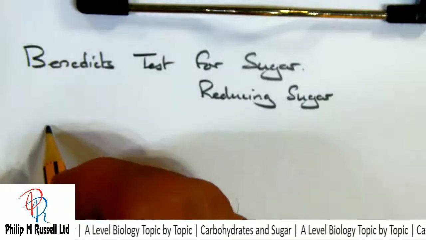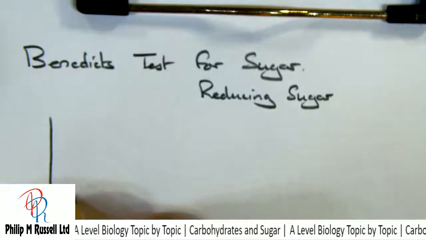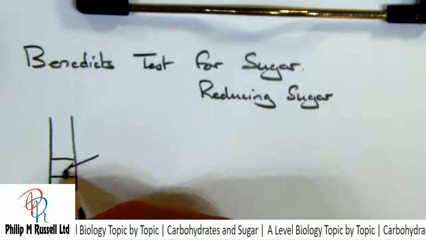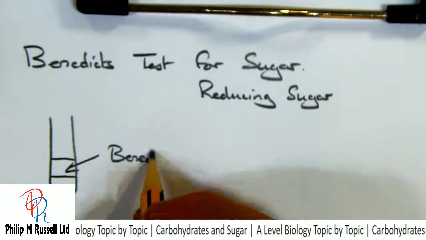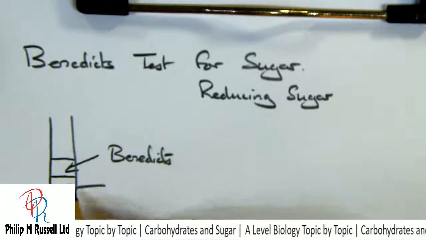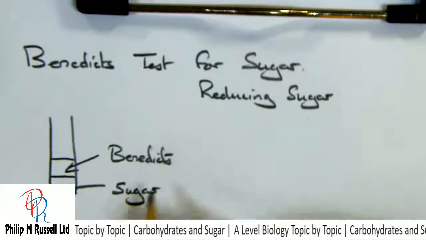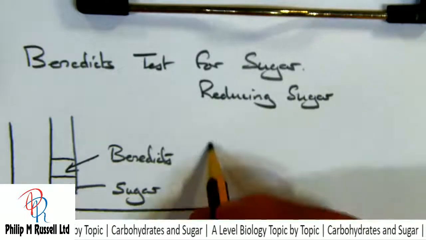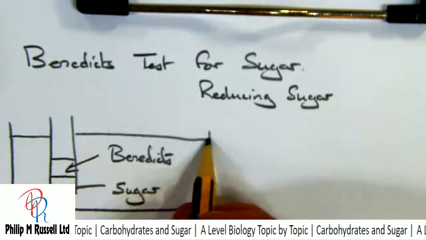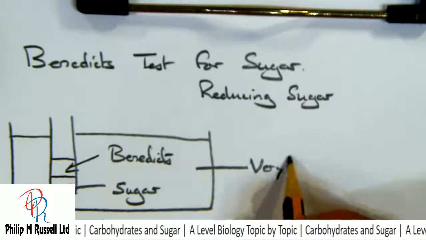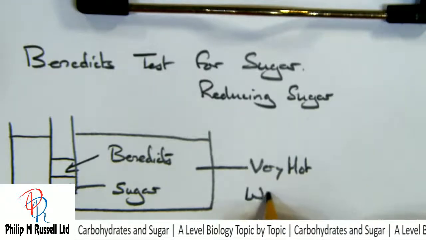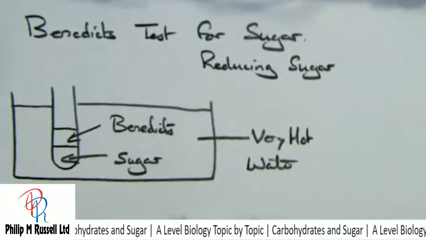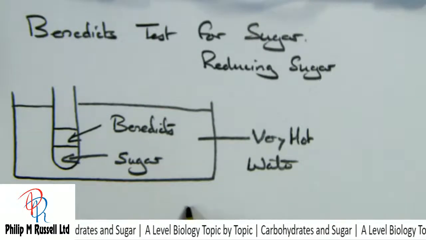Benedict's test, then, what we do is we take our test tube, we put some sugar in, and we put some Benedict's. And hopefully you will mix the two. We then place this in a hot water bath, probably for about 5 minutes, and we get different colour changes.